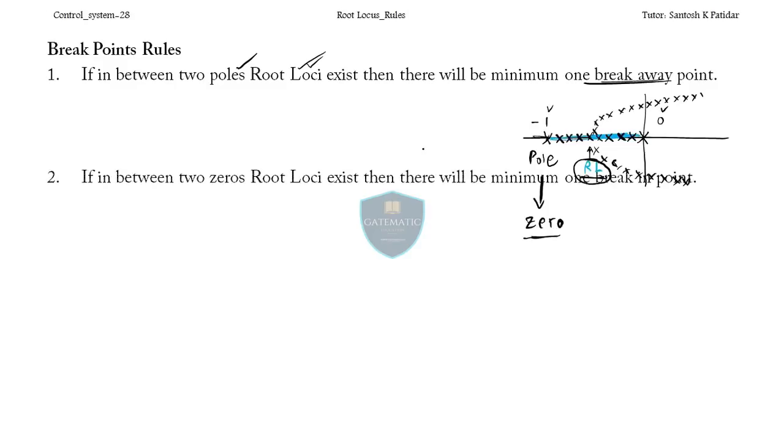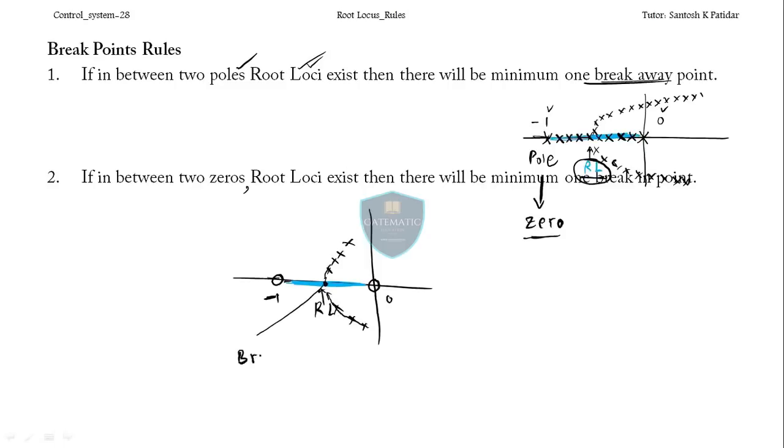It's clear, I think. Now the second point says, if in between two zeros root loci exist, then there will be minimum one breaking point. Here you have two zeros, minus one and zero. In between them, I have one root locus branch. Then there will be minimum one breaking point. So definitely some poles will come over here to meet these two zeros. The direction of poles is like this. They will come over here and there will be one breaking point. This is the break-in point.